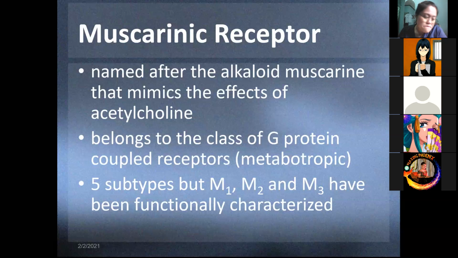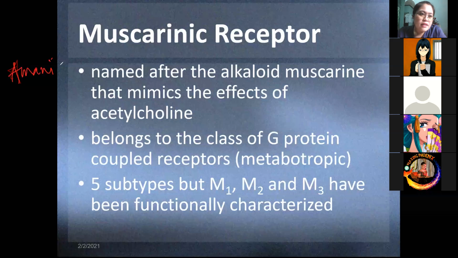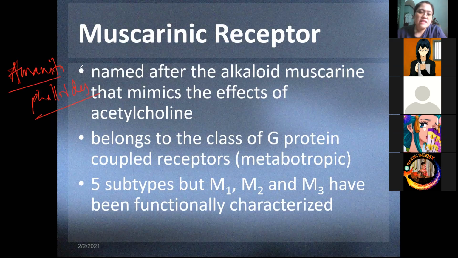That's the scientific name. It's called Amanita phalloides. This one is a poisonous mushroom that is colorful. So it will release muscarine, and then the effect will be that of acetylcholine. But the effect will be excessive, so excessive that it can be life-threatening.